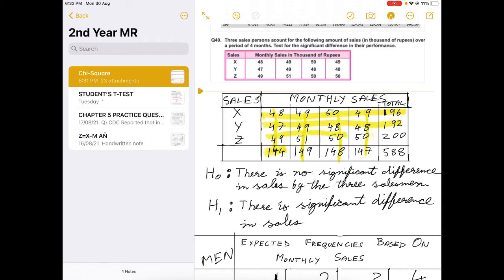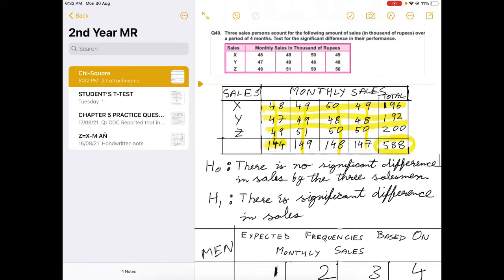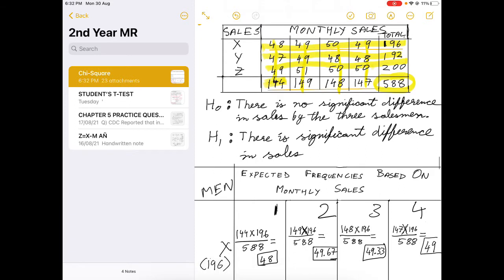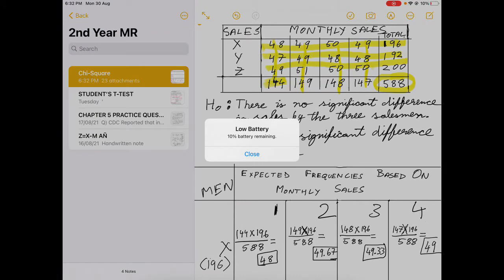So when you calculate the sum of either month wise total sales or the salesman wise total sales, when we add over all the salesmen, we get 588 as our total sales. Now we have to find the expected value, just like the previous example, but here it is a bit more complicated. So how do you calculate the expected value? You have to take the total of the row, multiply it with the total of each column, and then divide it by the total possible outcomes.